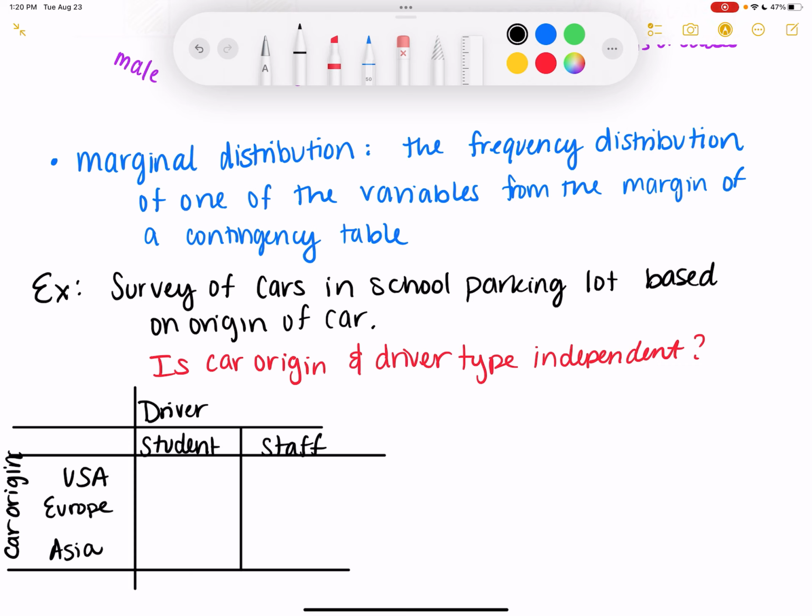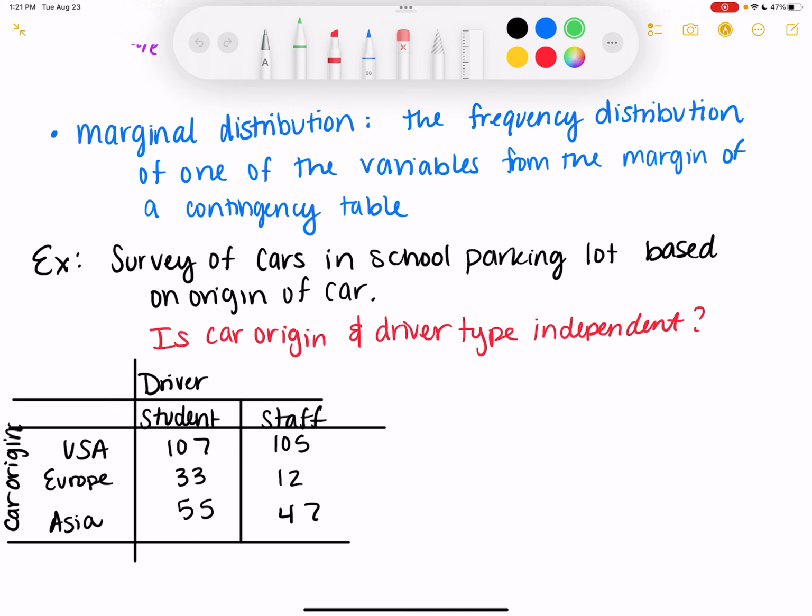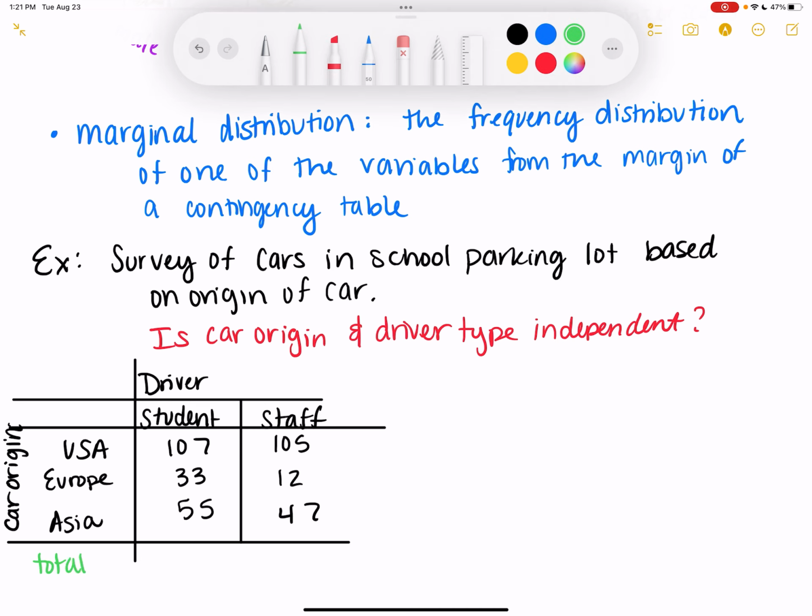And for student, it's going to be 107, 33, 55. Staff is going to be 105, 12, and 47, and then the totals at the bottom are 195 and 164. So we'll look at that tomorrow and actually find the percentages, and then go from there. And then I have a few more examples on a worksheet that I'll give you as well.